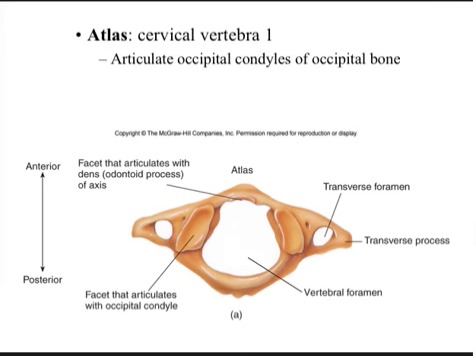The atlas is the first cervical vertebra, so named because it supports the weight of the skull, as the mythical figure Atlas did the world in Greek mythology. They articulate with the occipital condyles of the occipital bone at the superior articular facets. You can see here and here. This would be the anterior, and this is the posterior aspect. Again, notice the transverse foramina, and notice in C1 the lack of a body. This is one of the unique vertebrae that has no body.